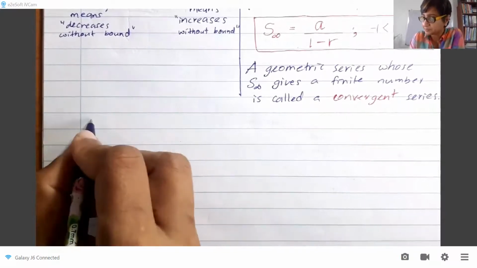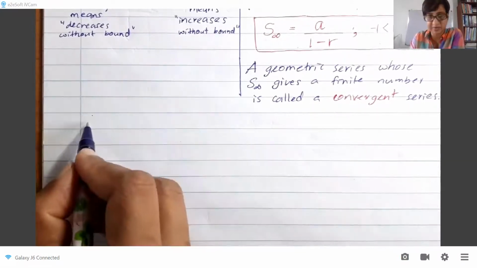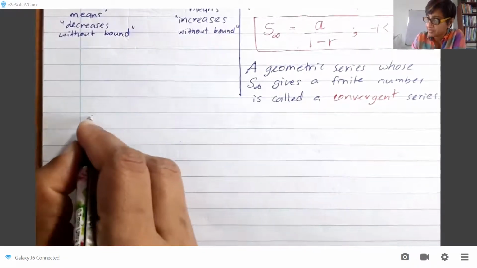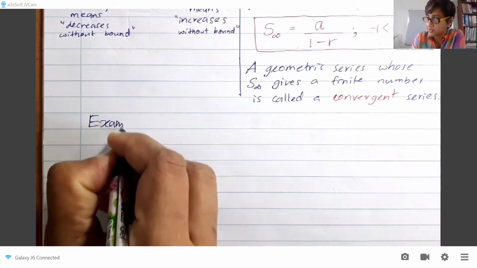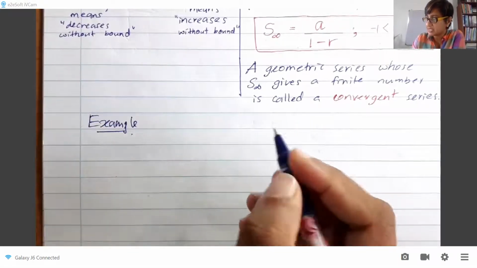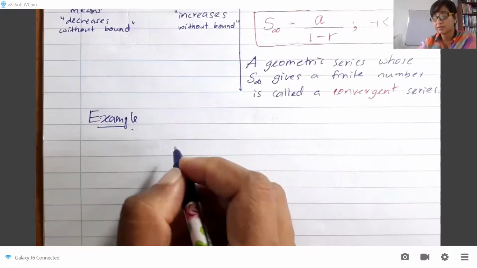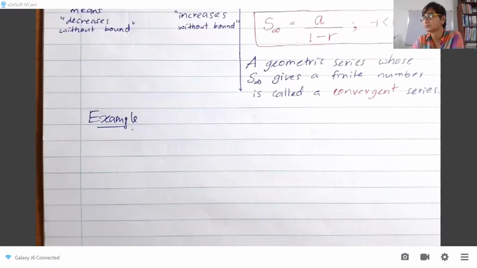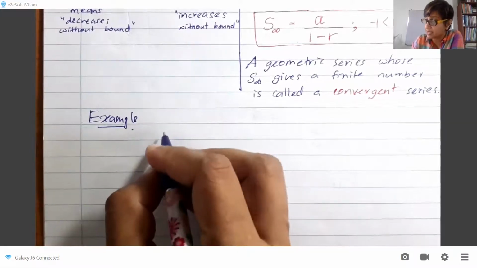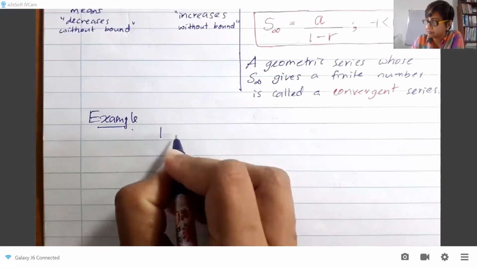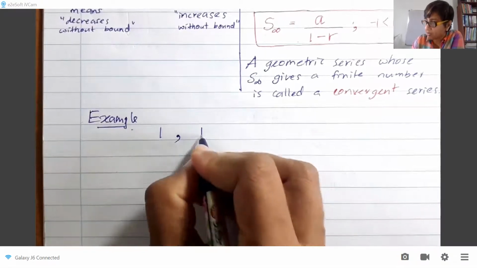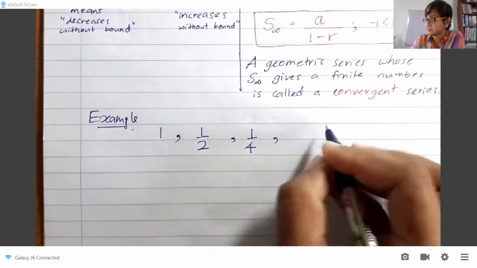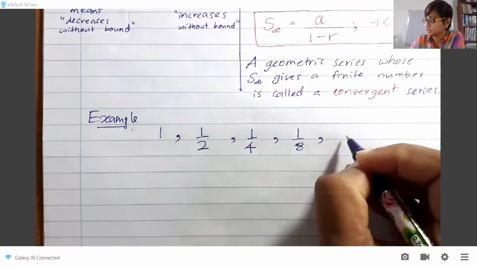Here's an example. If you're going to write it down, you should write it in your column, but I'm just going to write it here. I'm going to show you an example for a geometric series with r between 1 and -1. Consider this sequence: 1, half, quarter, 1/8, and so on.